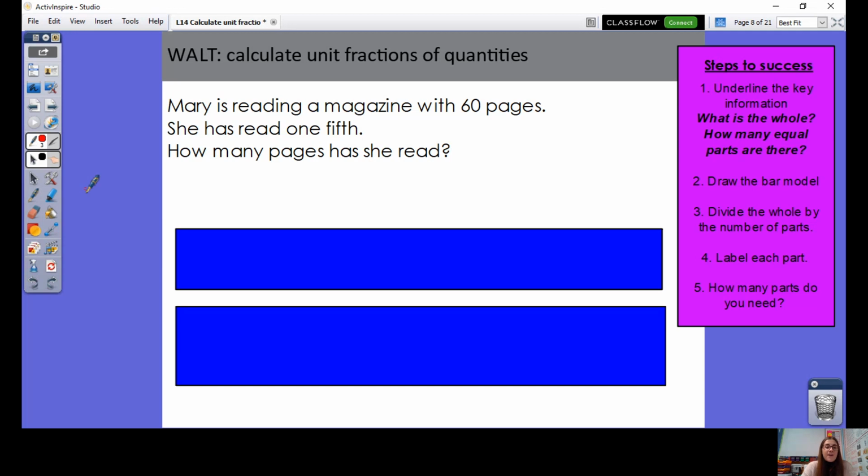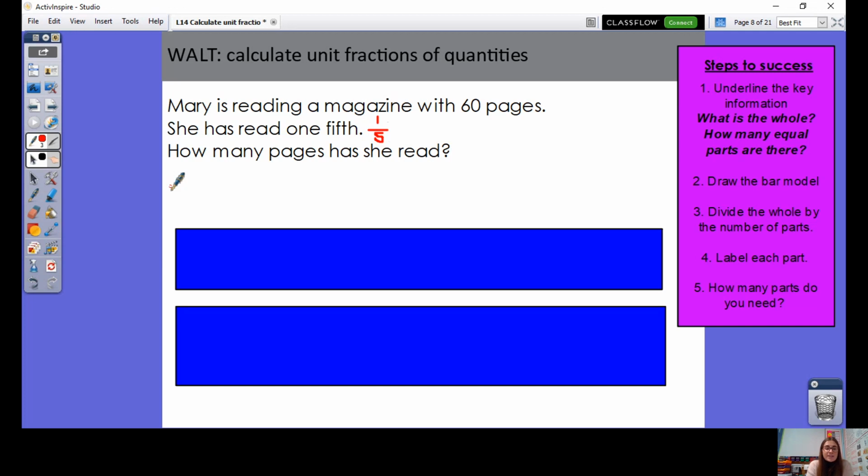Let's read the problem together first. Mary is reading a magazine with 60 pages. She has read 1/5. So remember 1/5, if we were representing it with digits, looks like this. How many pages has she read?